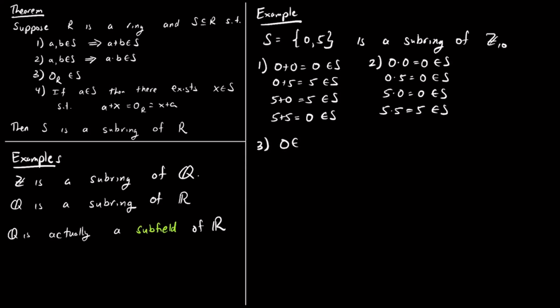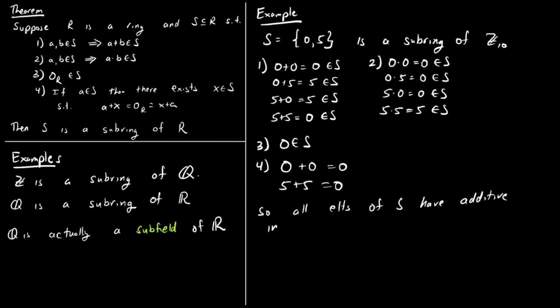Condition 3, well, I already have that 0 is in S. Great. And condition 4, well, let's check. The additive inverse of 0 is going to be 0. And then I see from up here, the additive inverse of 5 is itself. So 5 plus 5 is equal to 0. So I can say all elements of S have additive inverses in S. So by our theorem, S is a subring of Z10. Okay, so this is another example of a subring.